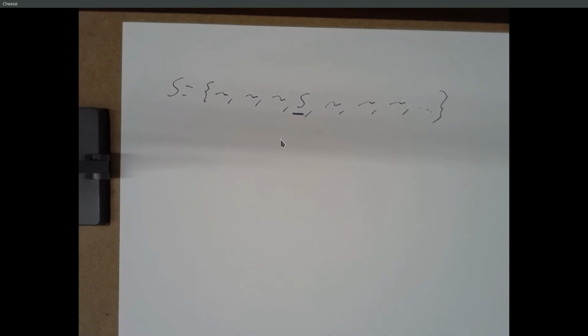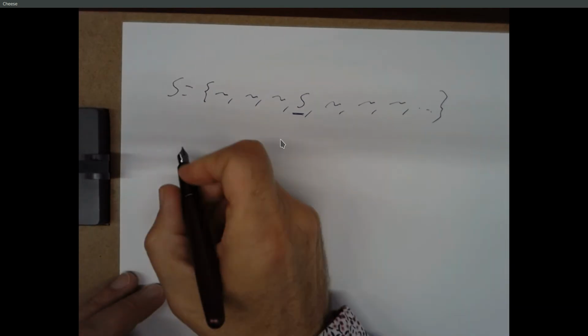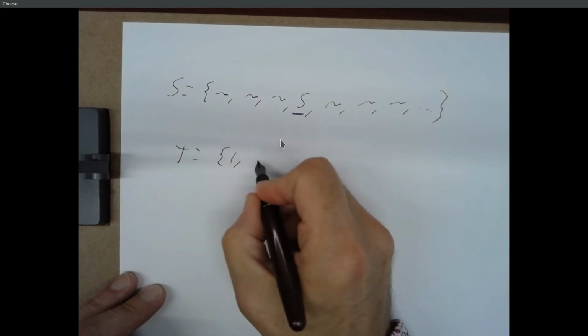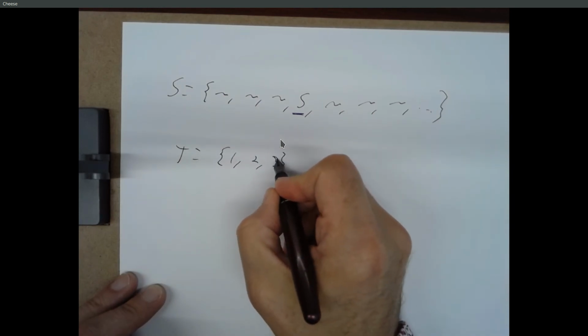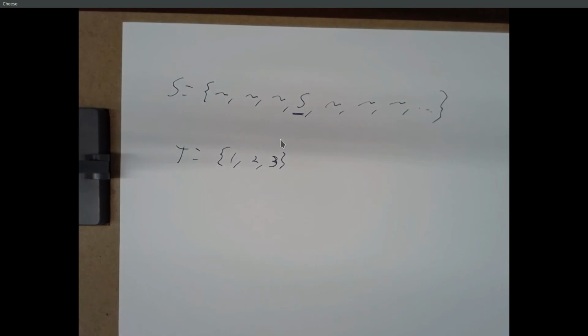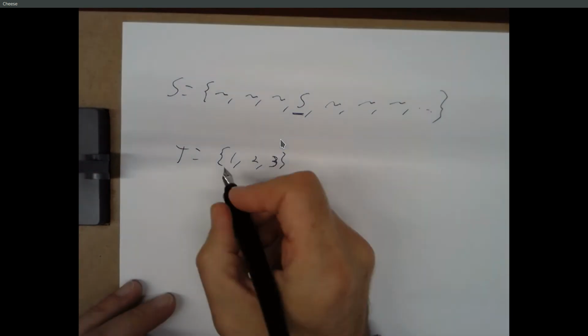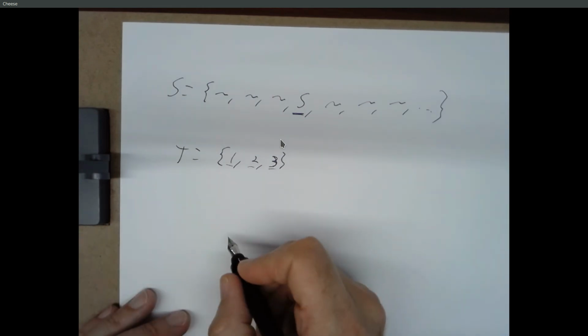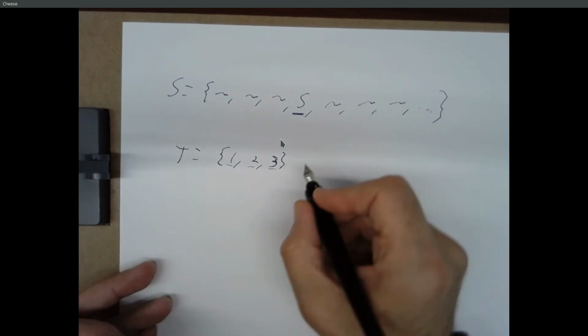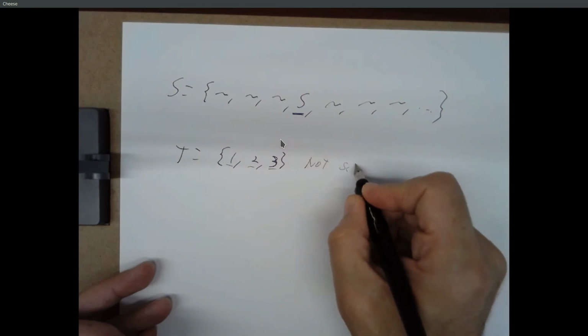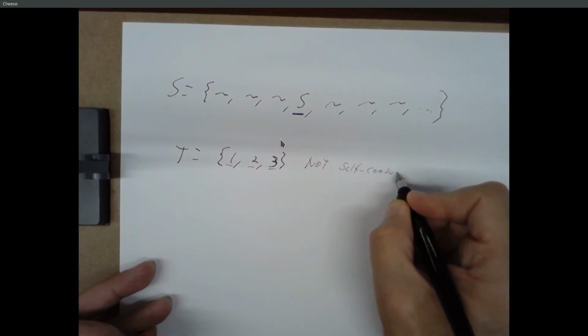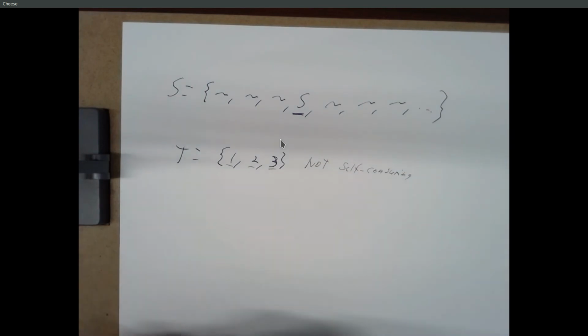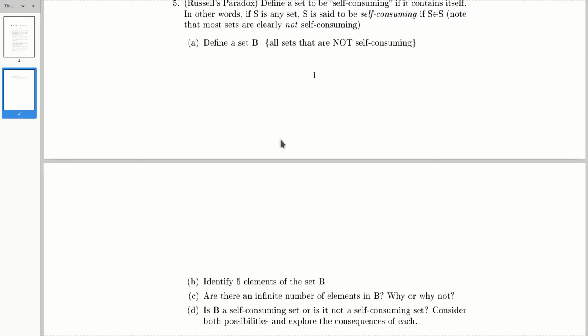And most sets are not self-consuming. For example, suppose that T is the set containing 1, 2, 3. Well, this set contains 3 elements. That's the number 1, that's not T. The number 2, that's not T. 3, that's not T. T is not an element of this set. This is not self-consuming. Okay, so you understand the definition? And most sets, not self-consuming, that's okay.